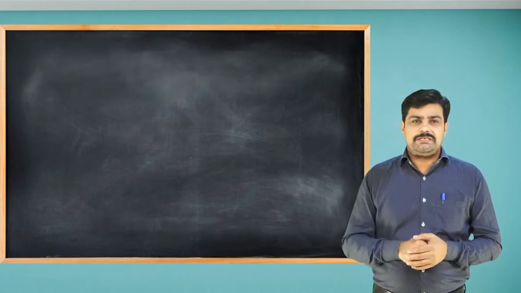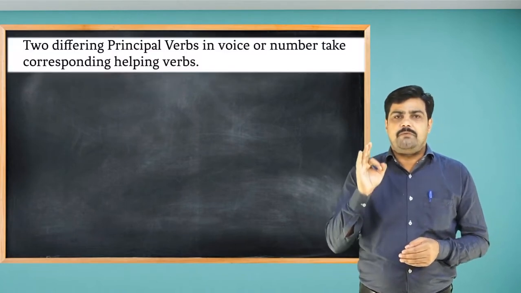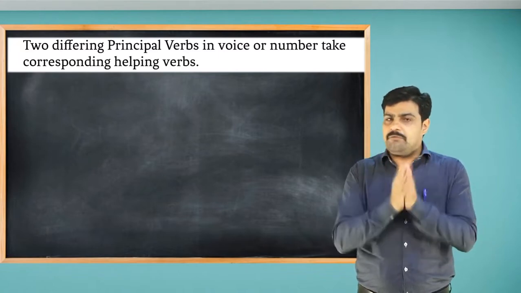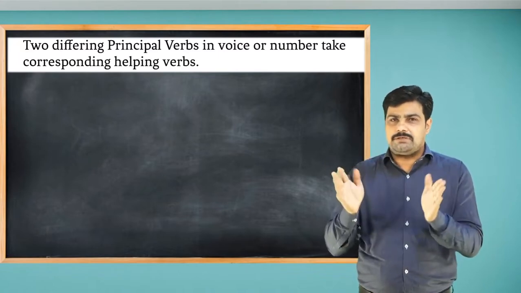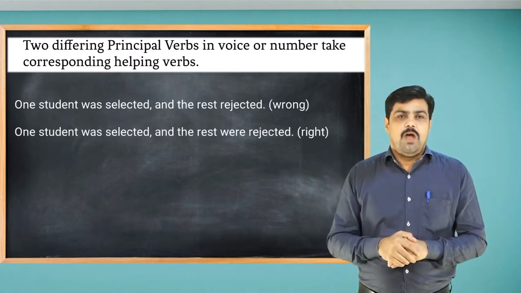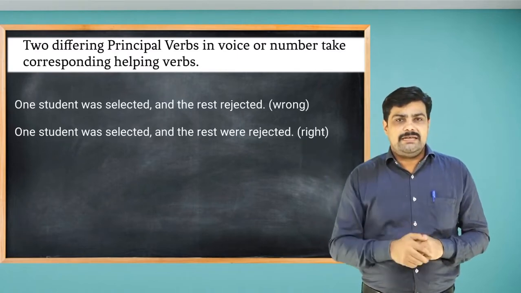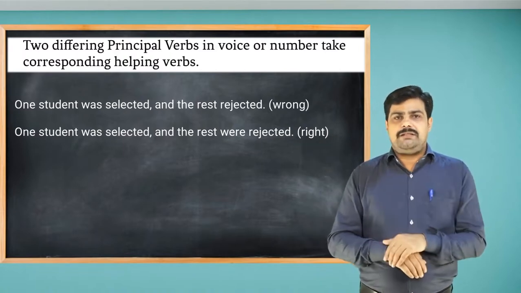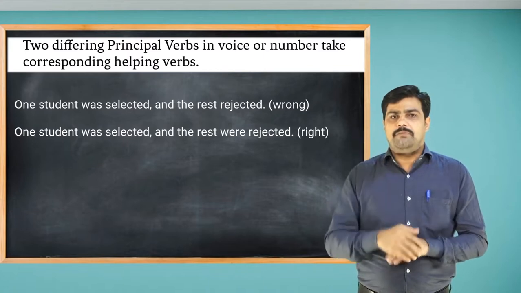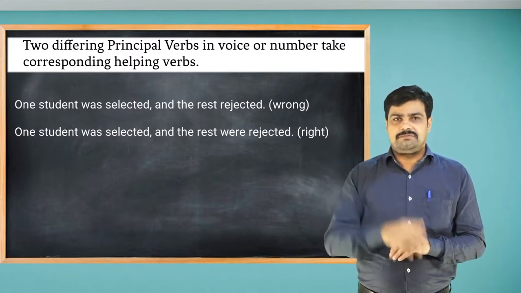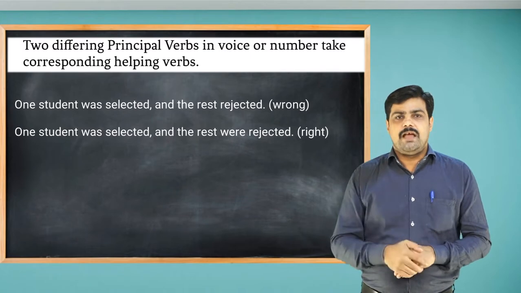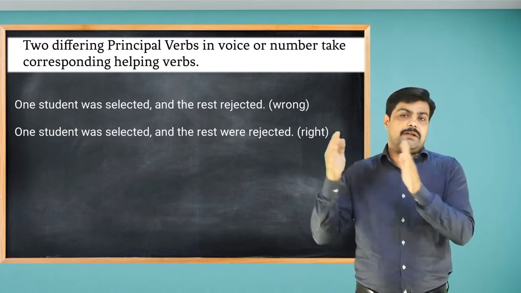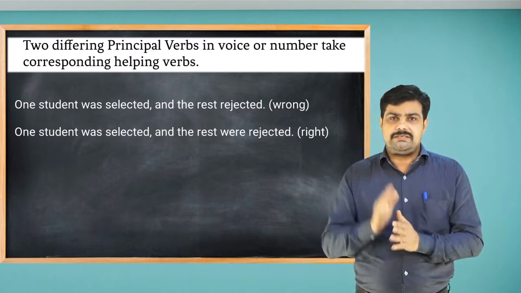Another point you see on the screen is two differing principal verbs in voice or number take corresponding helping verbs. Here are some examples. Two examples are here. One student was selected and the rest rejected. Now in the second part there is no helping verb. So the sentence is wrong. The correct sentence is, one student was selected and the rest were rejected. Now the sentence is right.